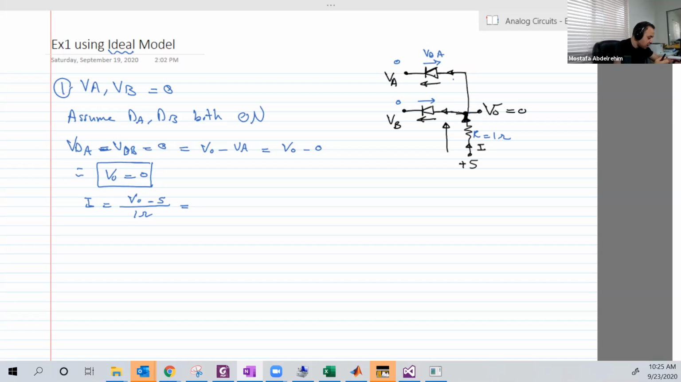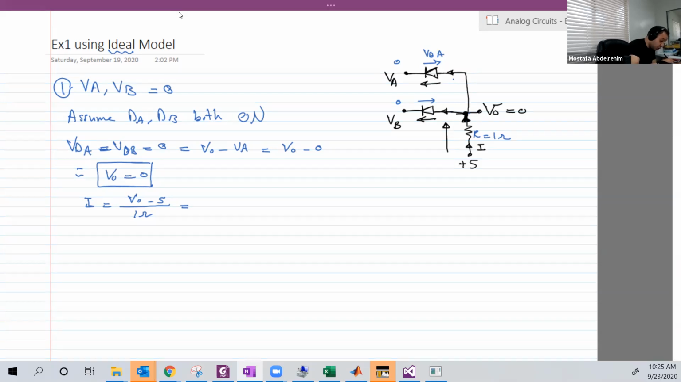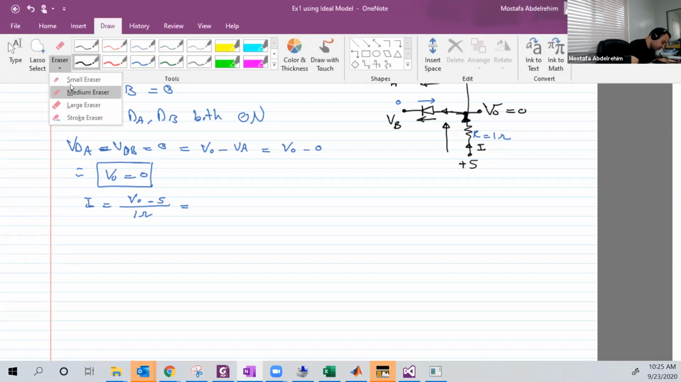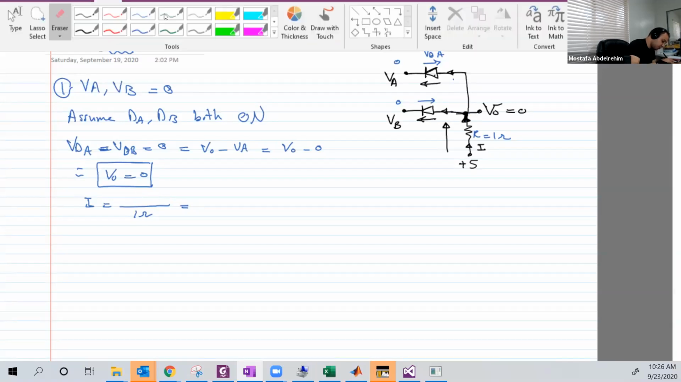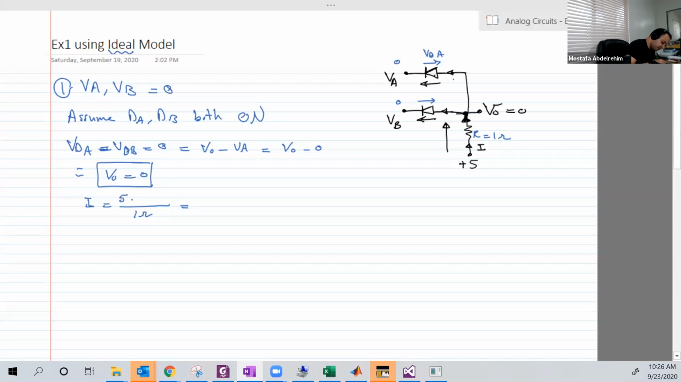But anyways, the current I in that way, okay? So it's equal to 5 minus VO, so 5 minus 0 over 1. So this is 5 amps.